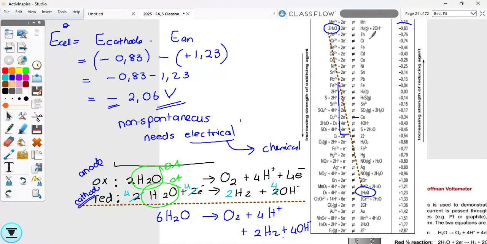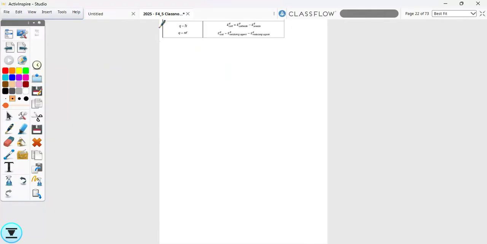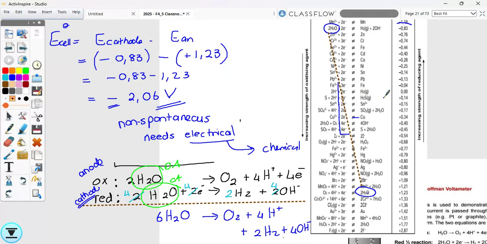If we look at something that would be spontaneous, like from yesterday, so if we have zinc and copper, I'm just going to put a page in there with a table. Oh no, don't want that. Come, little table. I'll just show you quickly.